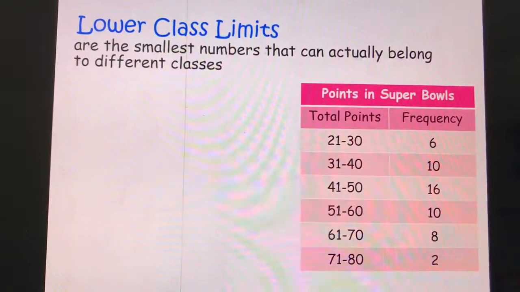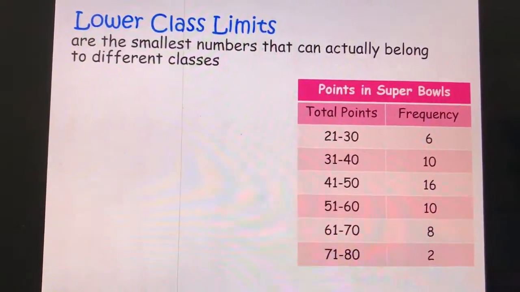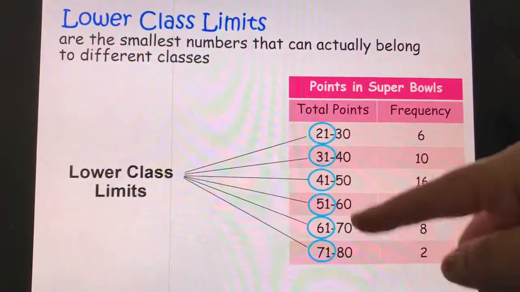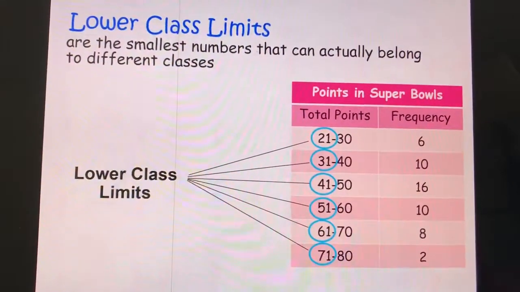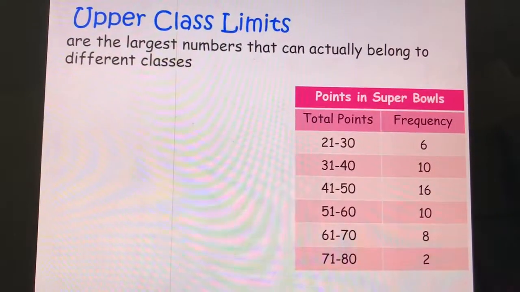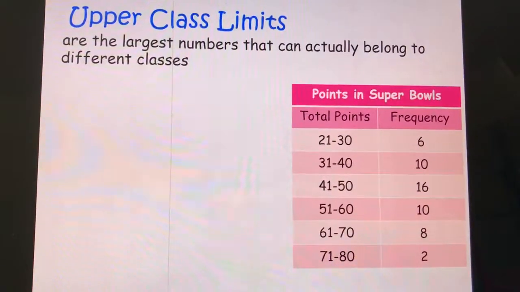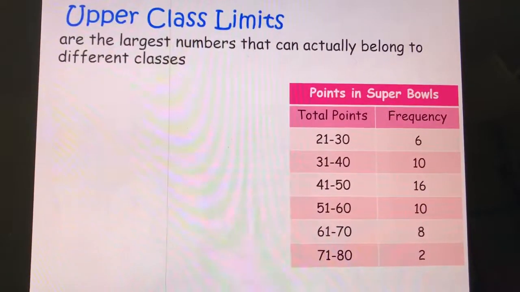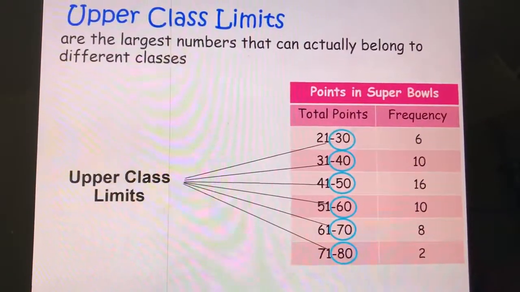Your lower class limits are the smallest numbers that can actually belong to the different classes. So in this case, we would be 21, 31, 41, and so forth. Then your upper class limits are the largest numbers that can actually belong to the different classes. So in this case, it would be 30, 40, 50, and so on.